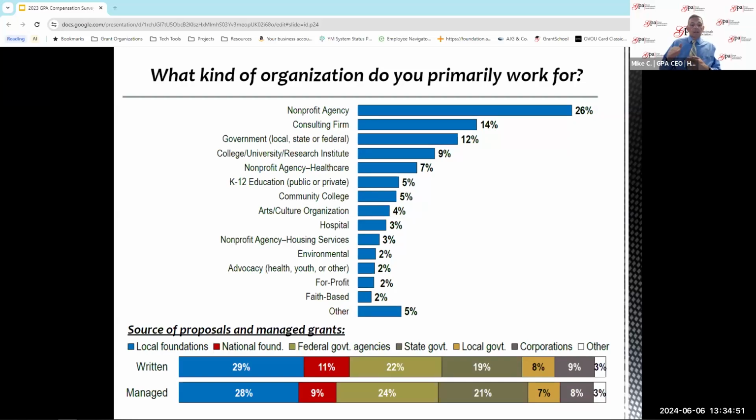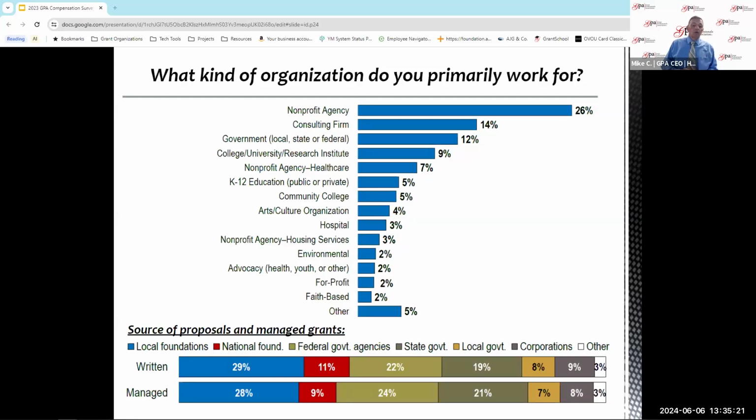So I realize that there's kind of some slicing and dicing between nonprofit agency and advocacy, et cetera. But just so you know that we talk about that in terms of understanding where the data is coming from for those who provided those. Sources of proposed grant proposals written and managed. So in terms of what people do, this kind of reflects back to what people do.